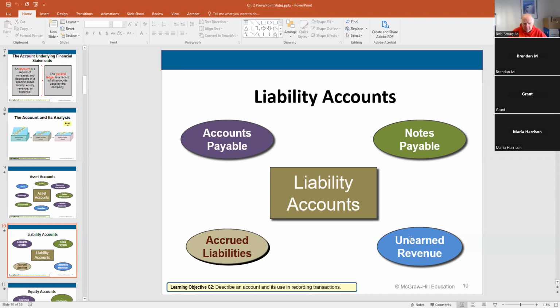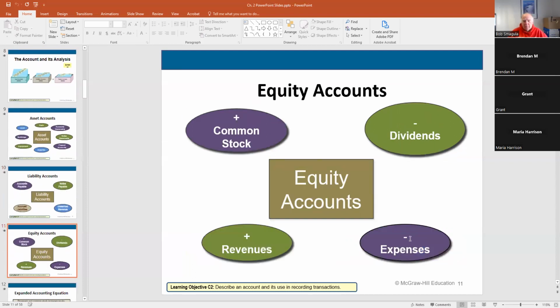That's notes payable. You'll learn about accrued liabilities. These are liabilities we recognize at the end of the month, even though we don't have any documents yet. And unearned revenue, where we receive money in advance but haven't earned that money. So we'll continue. Equity. Assets equals liabilities plus equity. And equity is impacted in 4 areas.